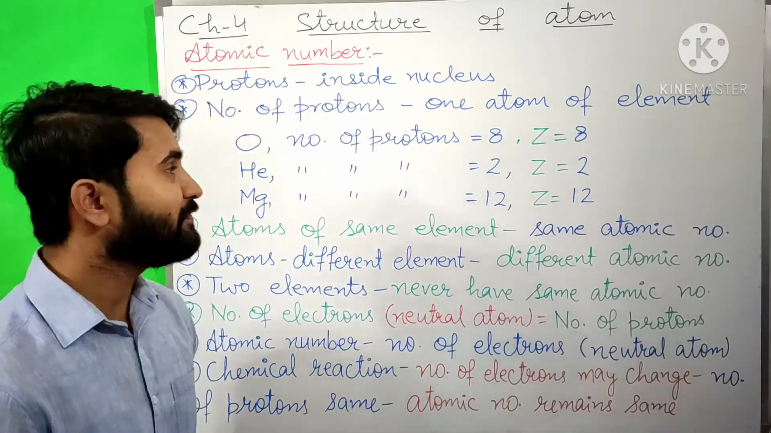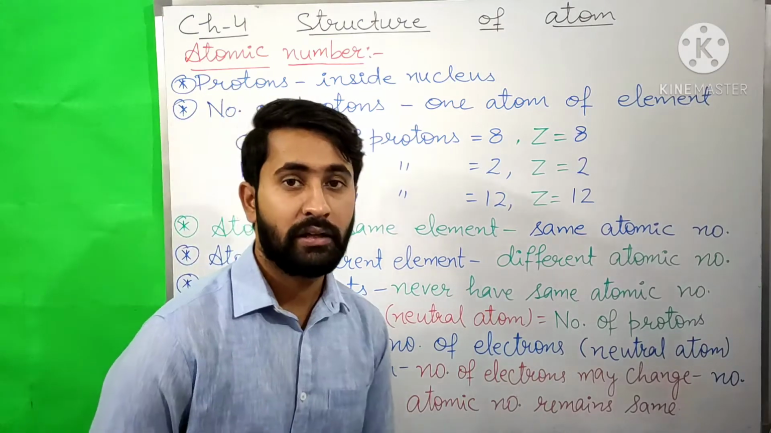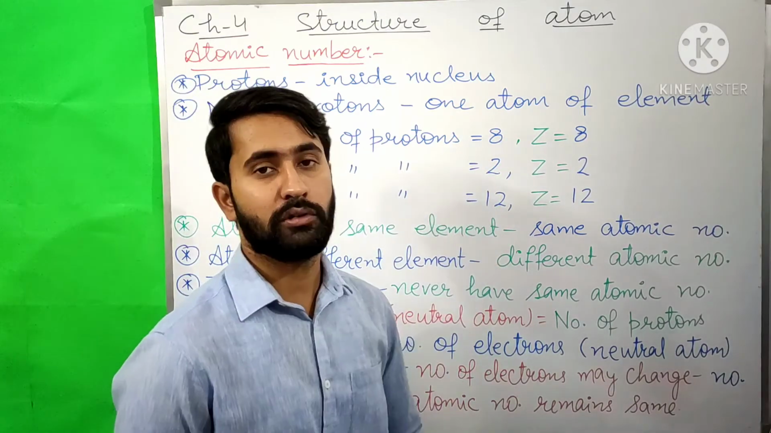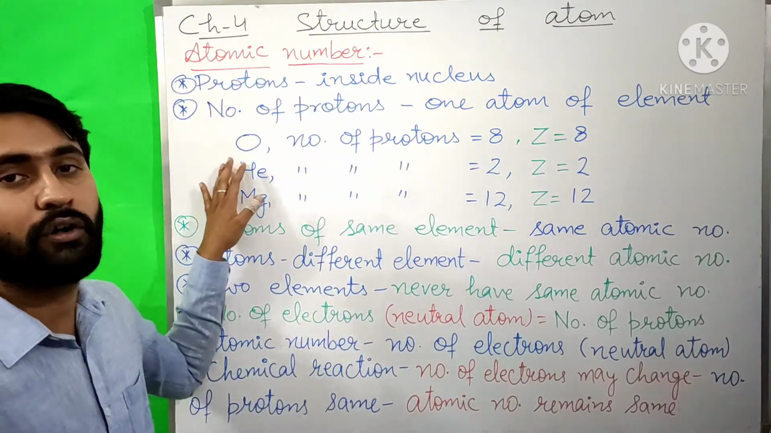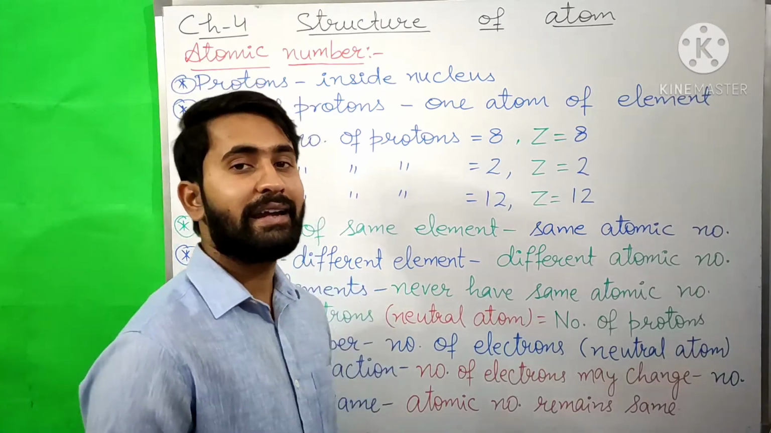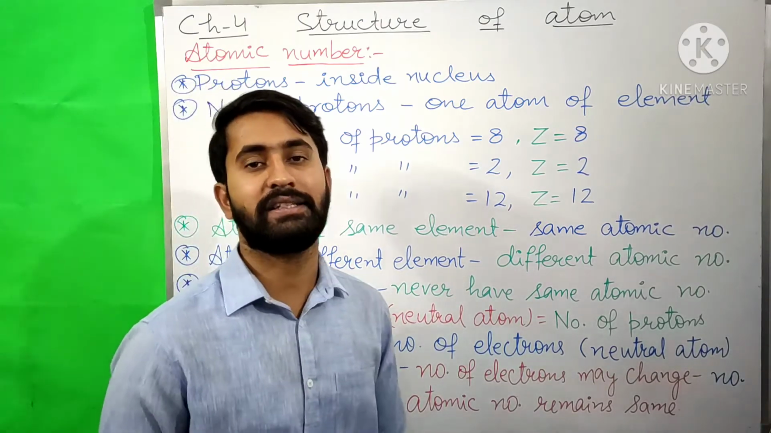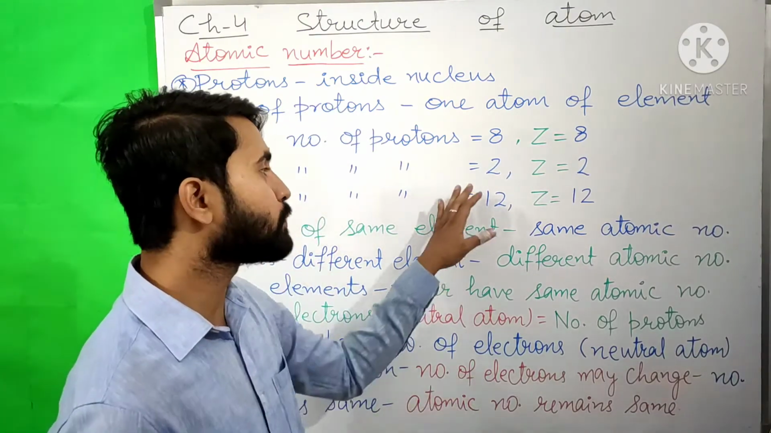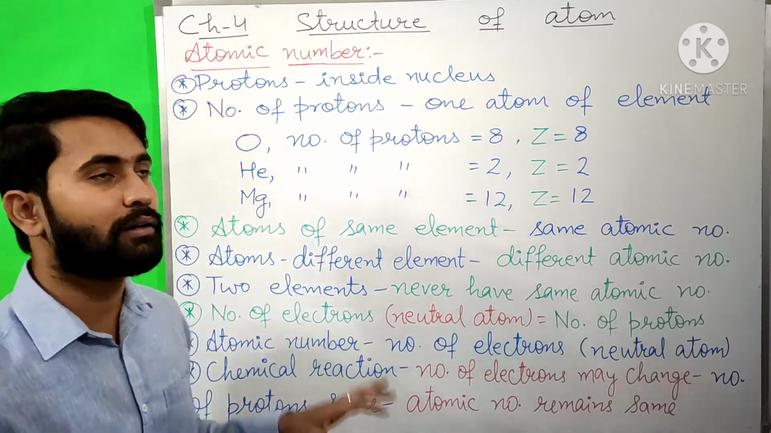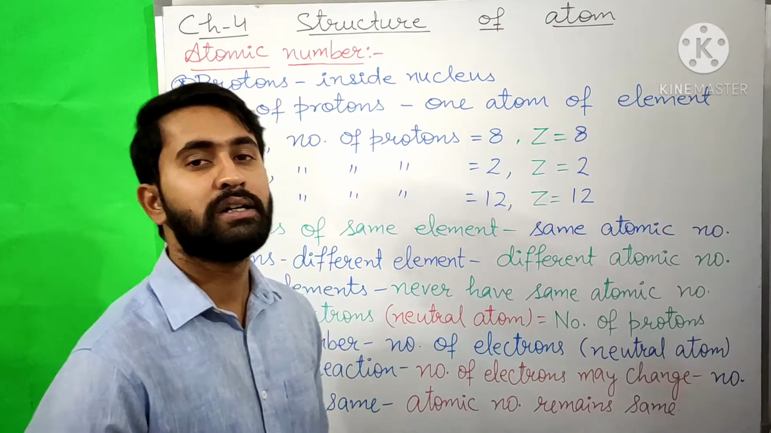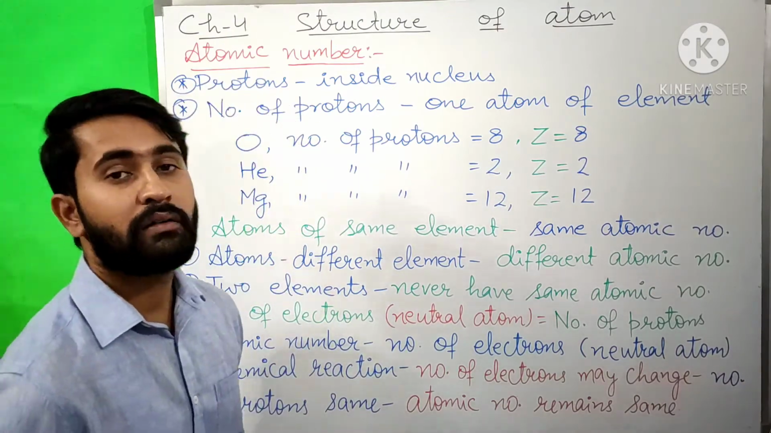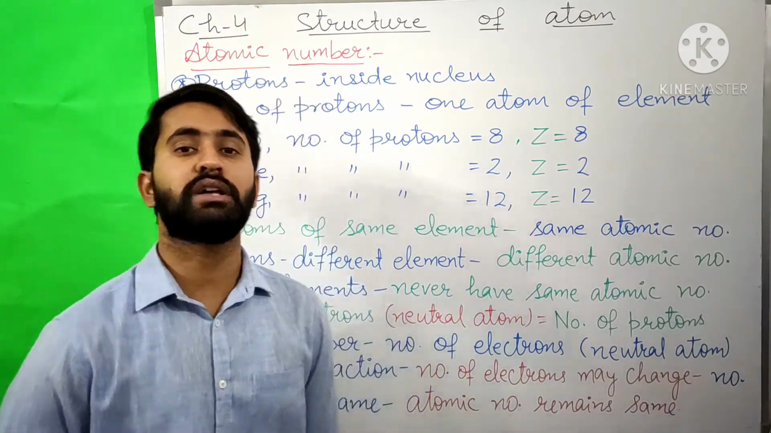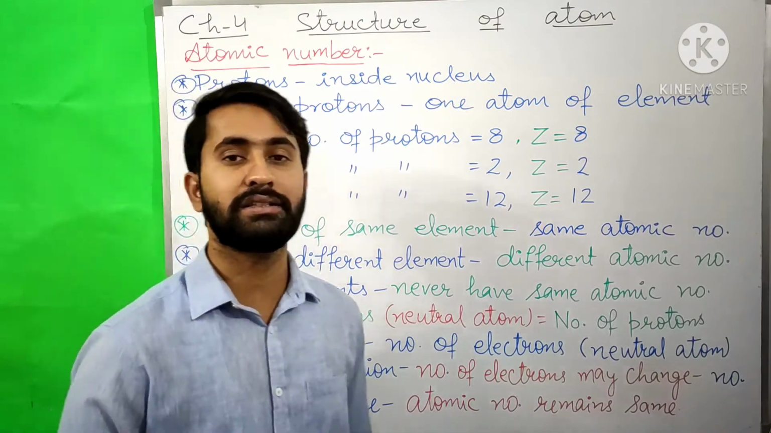For example, if we take oxygen element, one atom of oxygen element is having 8 protons. So the atomic number of oxygen is 8. And if we take helium element as an example, one atom of helium is having 2 protons in it. So the atomic number of helium is 2. Similarly, in the case of magnesium, one atom of magnesium is having 12 protons in it. So the atomic number of magnesium is 12.